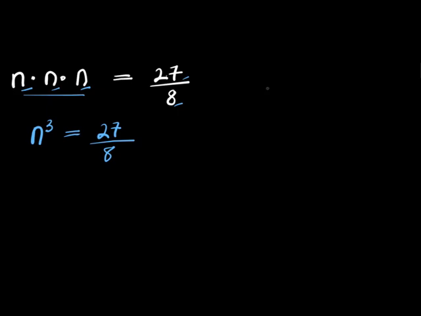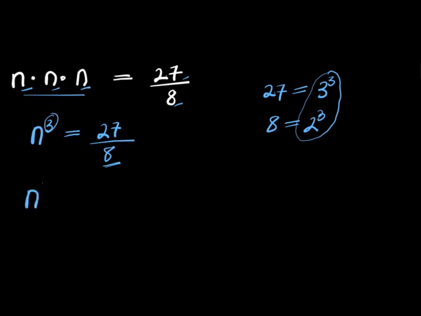Now, let's consider 27. This is the same thing as writing 3 to the power of 3, because 3 times 3 times 3 is 27. If you also consider 8, you have it as 2 to the power of 3, which is 2 times 2 times 2. Why are we expressing them this way? Because we want both parts of this equation to have similar exponents. So we have n to the power of 3 equals 27, which is the same as 3 to the power of 3, divided by 8, which is the same as 2 to the power of 3.